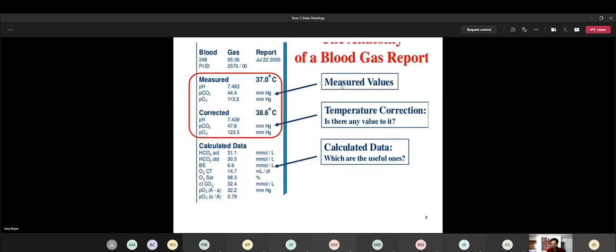So this temp correction, the question is, is there any value to it? What happens is when you take your ABG sample, the first thing that the analyzer will do is warm it to, say, standard temperature. So that would take care of any problems as if you had the blood on ice for a long time. So now it'll warm it up to what's considered to be normal body temperature, and then it'll do its analysis.